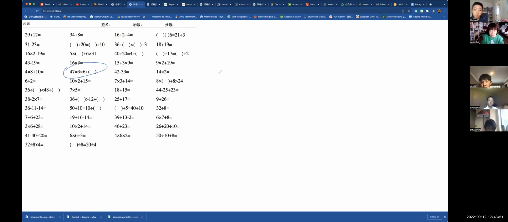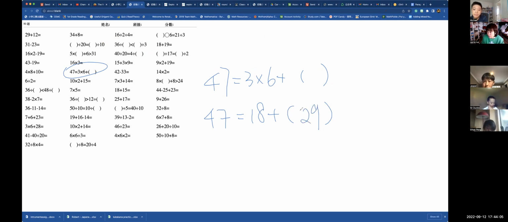So for instance, 47 equals 3 times 6 plus what? When we're doing this one, 47 first equals what? 18 plus a number. And then you use 47 minus 18, so the answer is 29. Get it, Maris? Okay, Ethan, understand? Yeah, of course, Ethan understands. Michael? Yeah? Okay, good job.